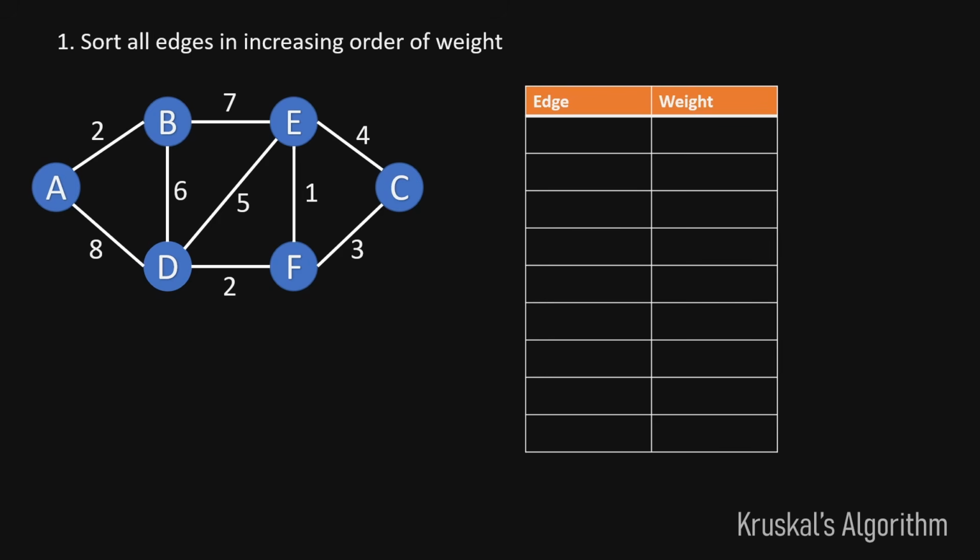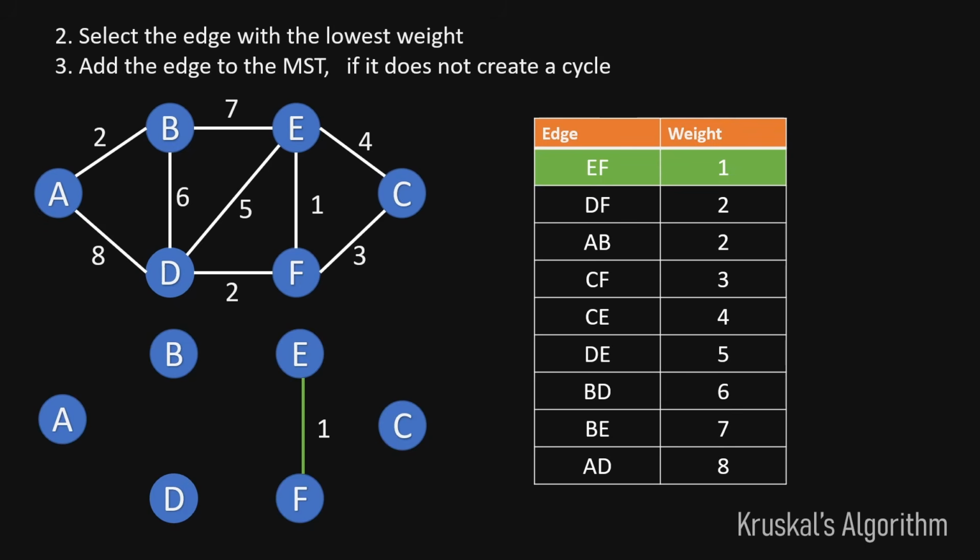So let's start with the example by sorting all the edges in increasing order of weight. The edge EF has the lowest weight with weight 1, followed by DF and AB with weight 2, then CF with weight 3, CE with weight 4, DE with weight 5, BD with weight 6, BE with 7, and AD with 8. This already concludes the first step, and now we can use our list to always select the edge with the lowest weight and add it to the MST.